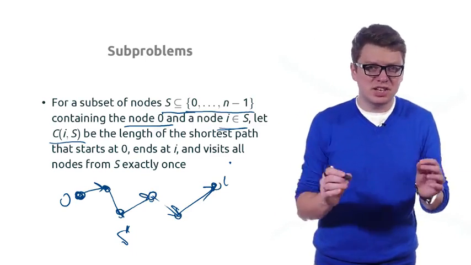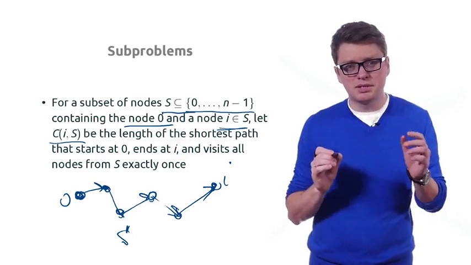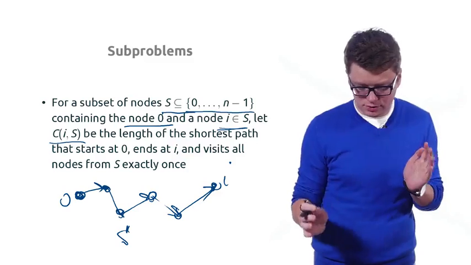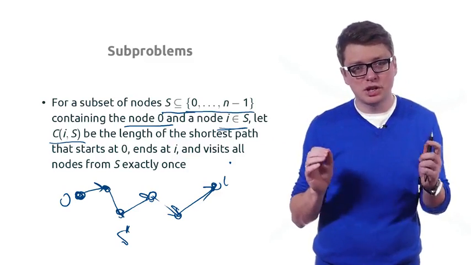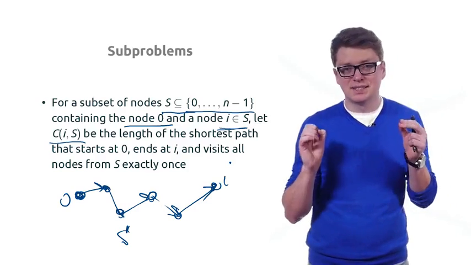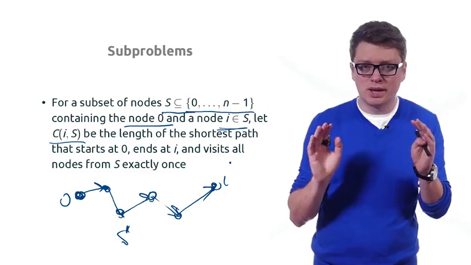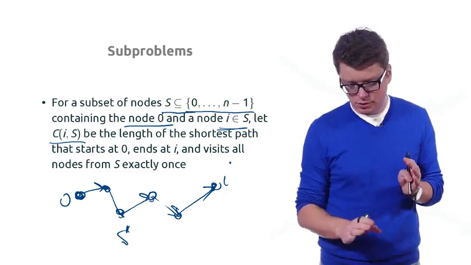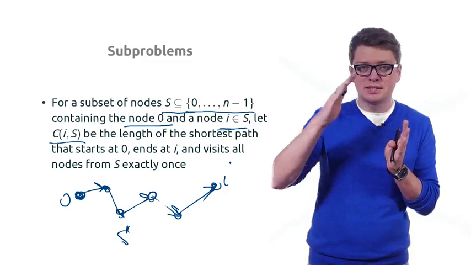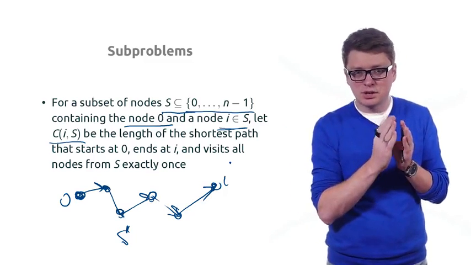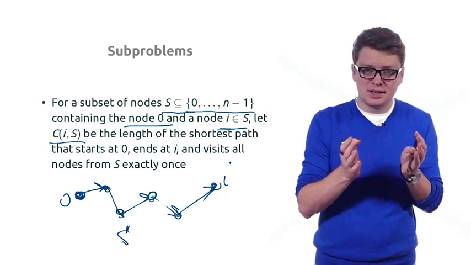Okay, so this is just a definition of a function, and it will turn out that computing this function for various S one by one will allow us to solve the initial problem of finding the optimal cycle in the input graph. What we're going to do roughly is to compute this function by gradually increasing the size of S. So initially S is going to consist of just 1 or 2 nodes or 3 nodes.